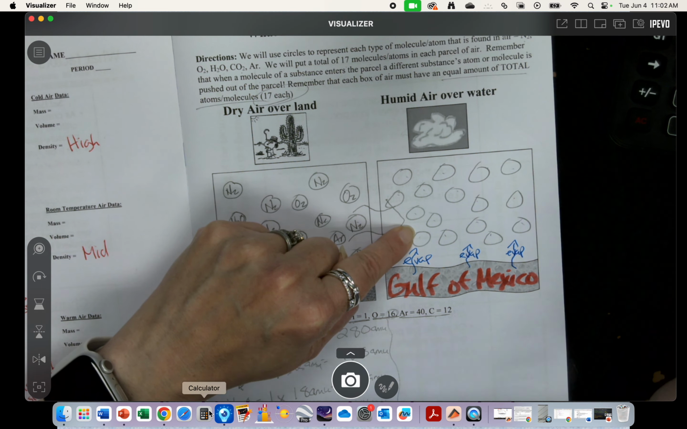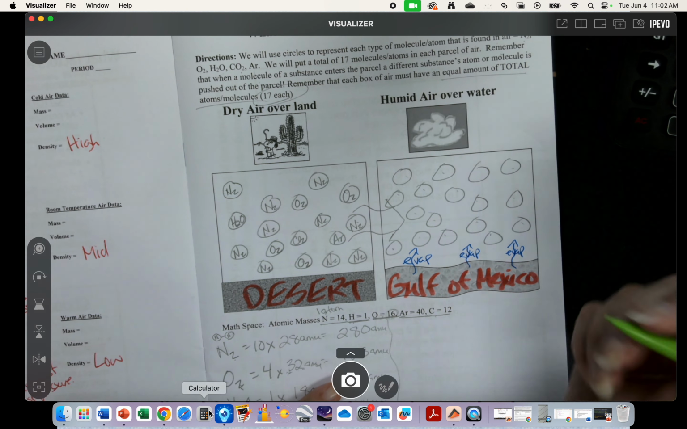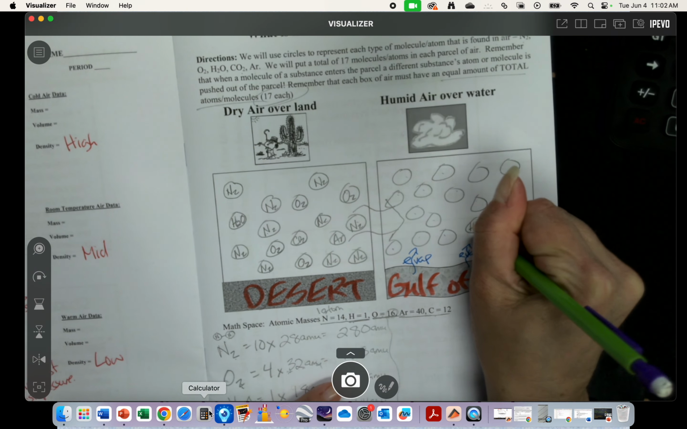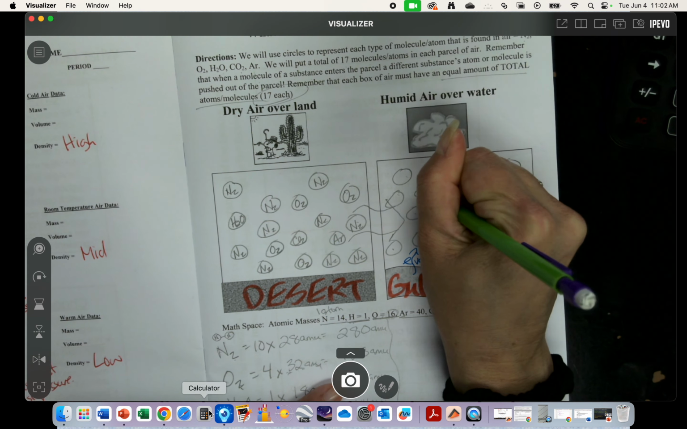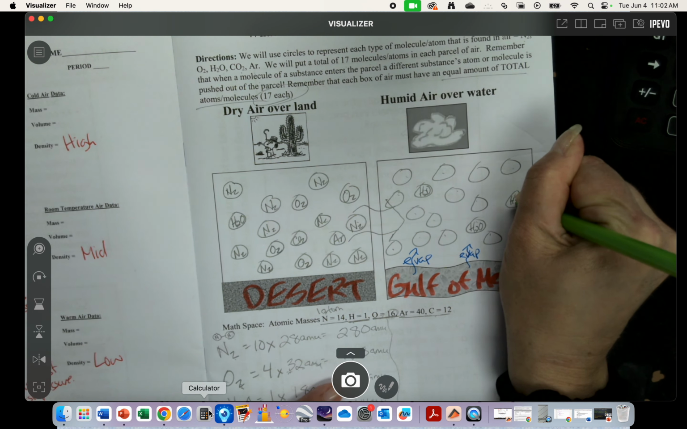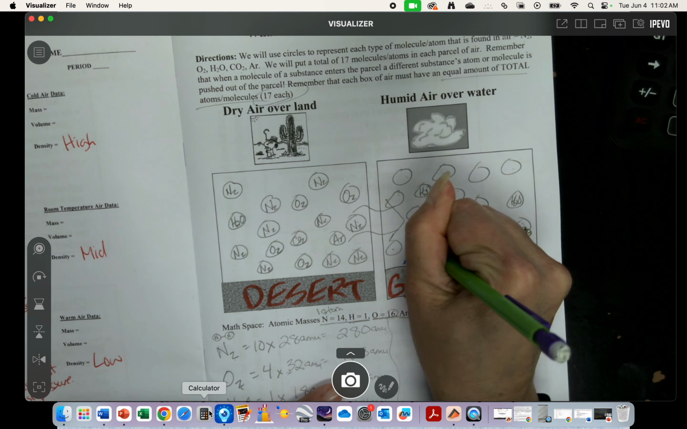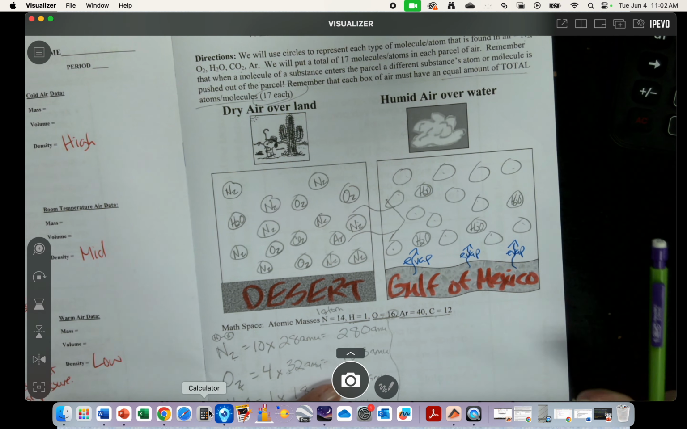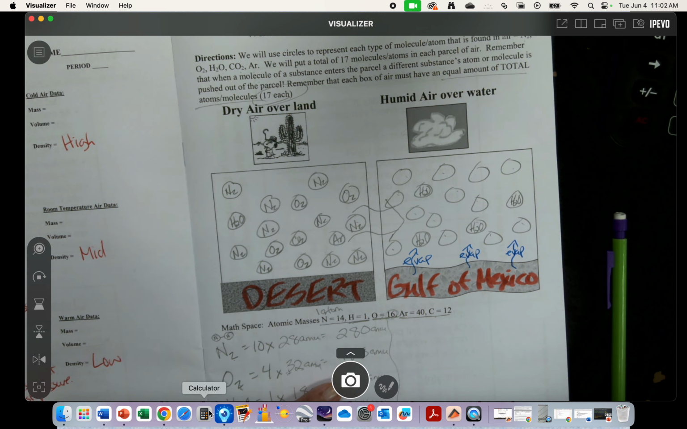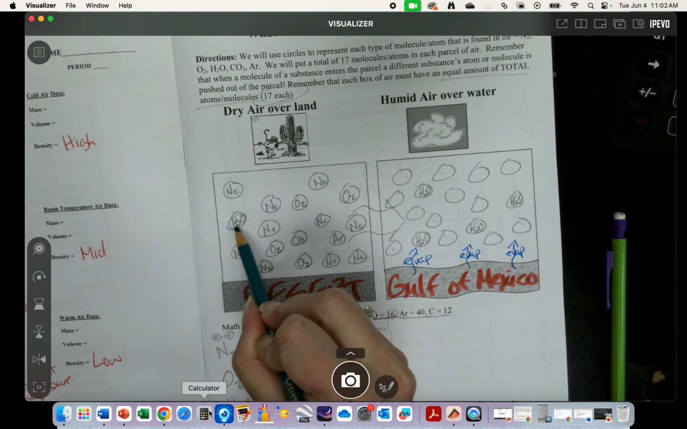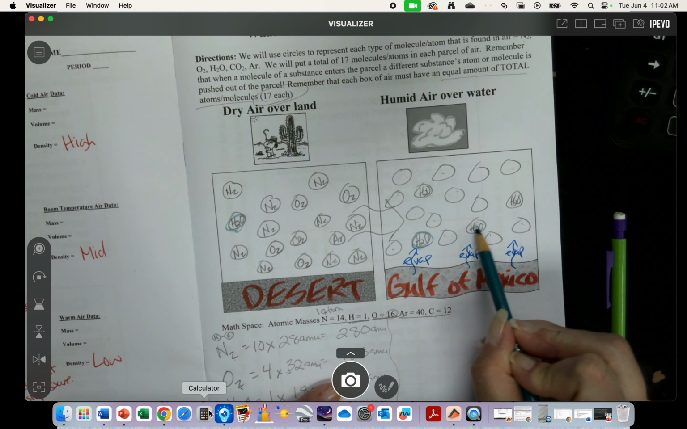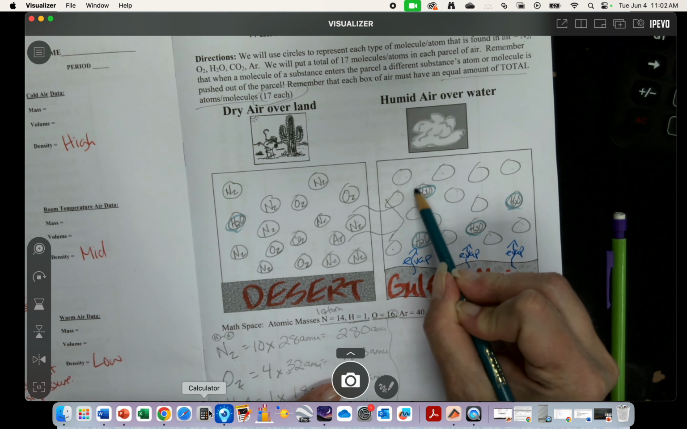We'll even make it mildly humid. Let's make 4, okay? So we'll make H2O, H2O, H2O, and H2O. Okay, so we have 4. We had 1 H2O over here, and now we have 4.